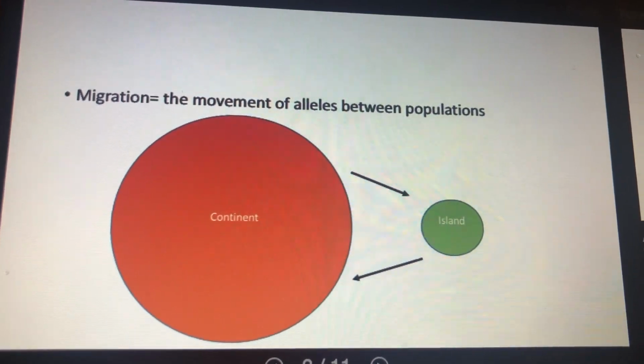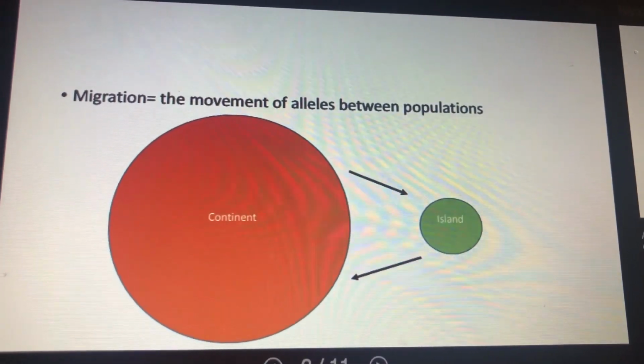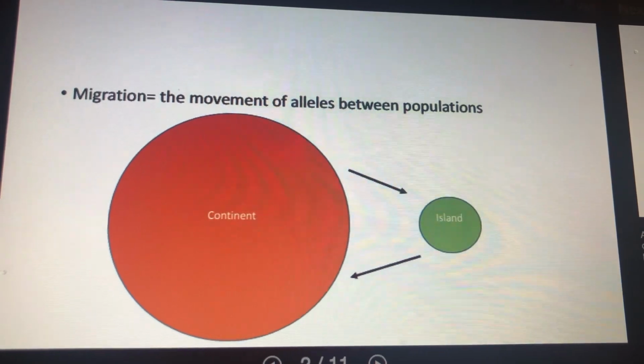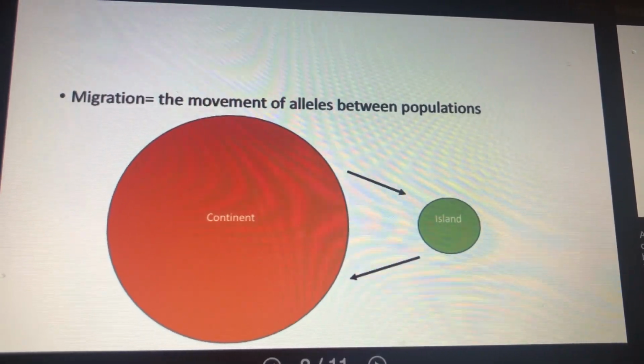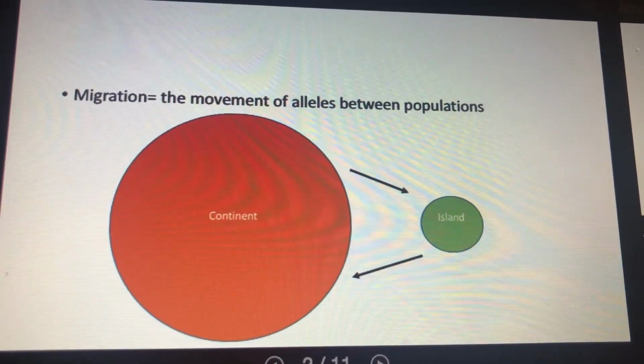So migration is a movement of alleles between populations, the continent and the island here. And as you can see, the island is much smaller than the continent, so it will contain fewer organisms, therefore fewer alleles. So the continent would have a much bigger effect on the island because it is contributing more, and of course the island wouldn't have as much effect on the big continent.